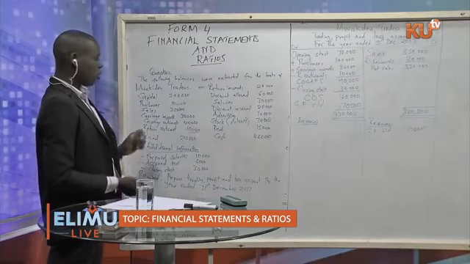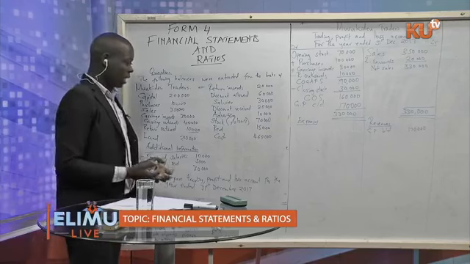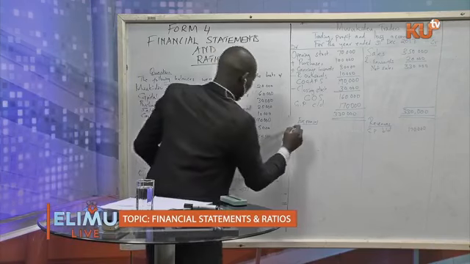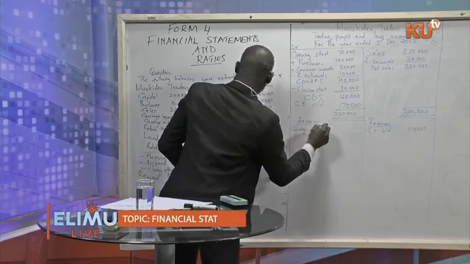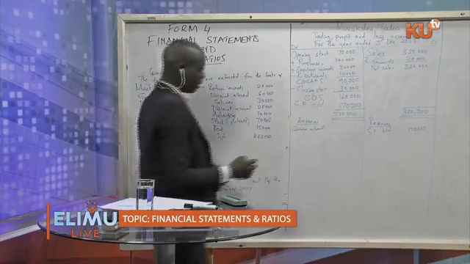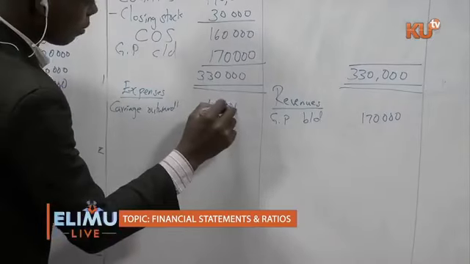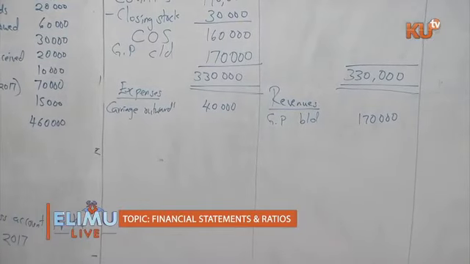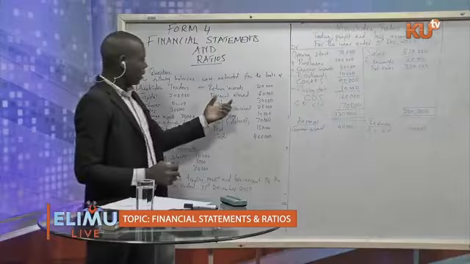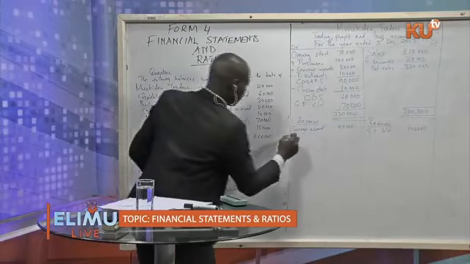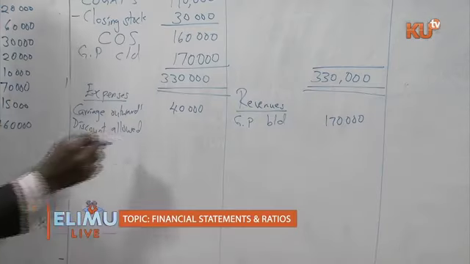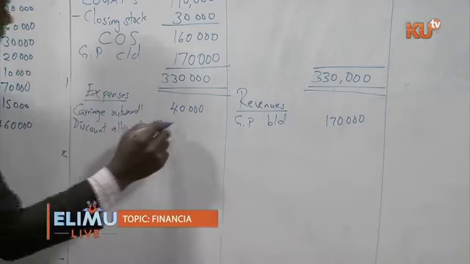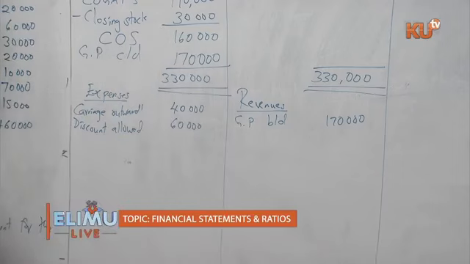We are at the stage of carriage outward. And carriage outward, we said, is an expense. So we record it here, carriage outwards, given as 40,000. This is 40,000. We go to the next. We have discount allowed. So we record discount allowed. Discount allowed in this case is 60,000. And then we go to salaries.